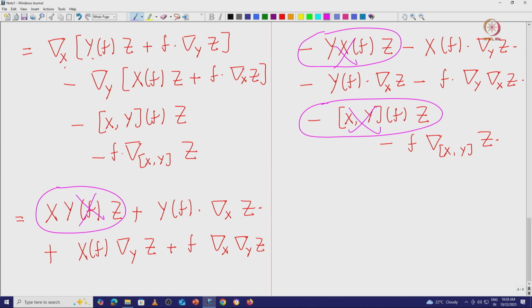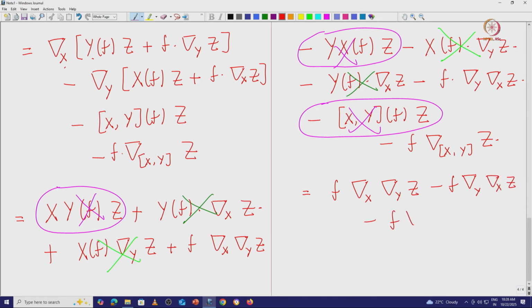Similarly, you can collect the following terms. If you look at this term, that cancels with this term. Similarly, this term cancels with this term, and in the end you are only left with the following, which is simply f times the curvature. So this proves the third identity.